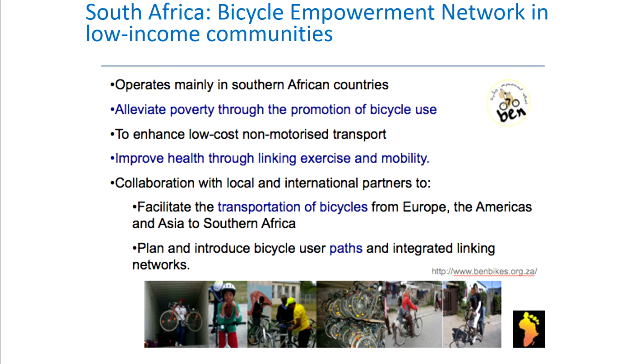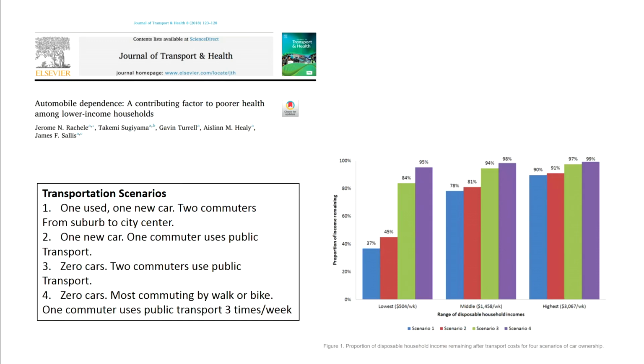Last thing I want to talk about. In most minority communities in the U.S. today, when they see bicycles come into their neighborhood, they get worried about gentrification and getting displaced. They approach this differently in South Africa. So this is the Bicycle Empowerment Network. And they want to use bicycles to alleviate poverty and to have low-cost transportation. And why is that important?